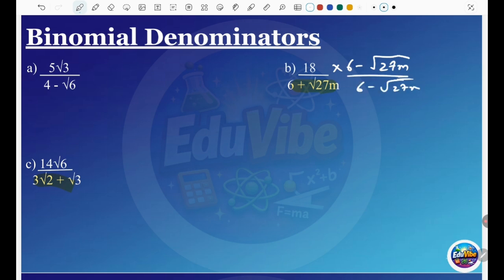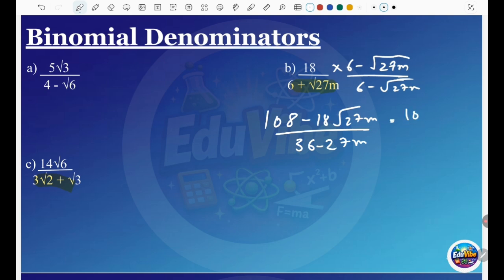So how can you solve this? You know that. So 108 minus 18 root 7m divided by 36 minus root 27m. You can solve this more. So 108 minus 27 can be solved, so you're left with only 3m inside the root. That's all we do there.